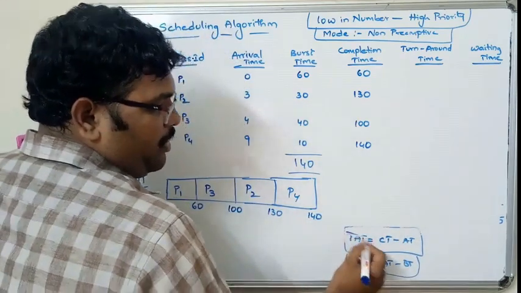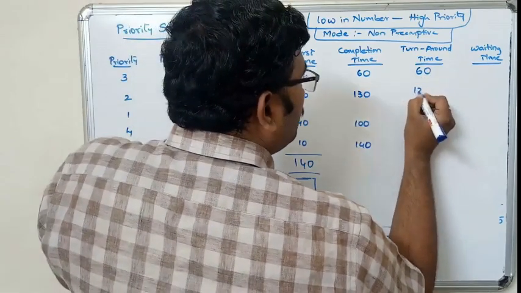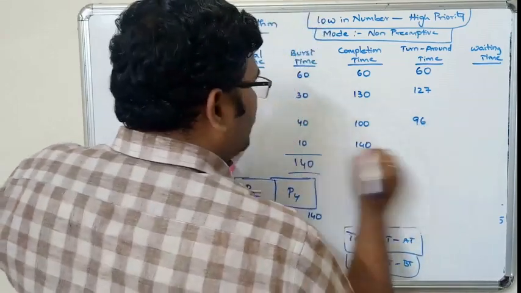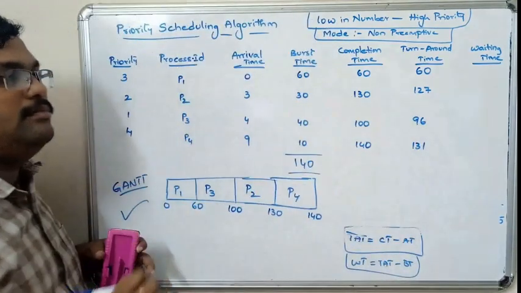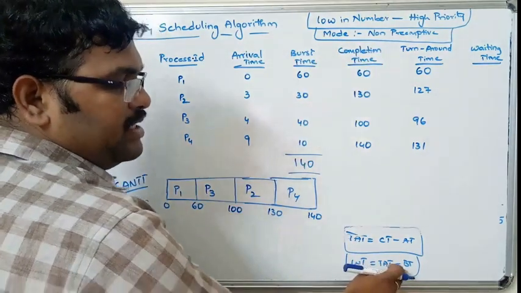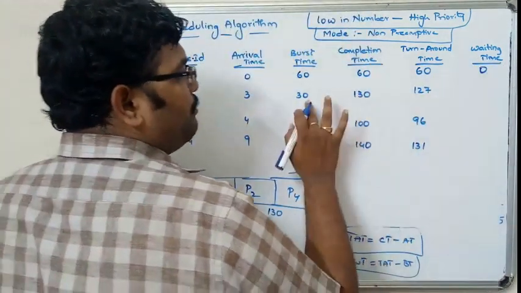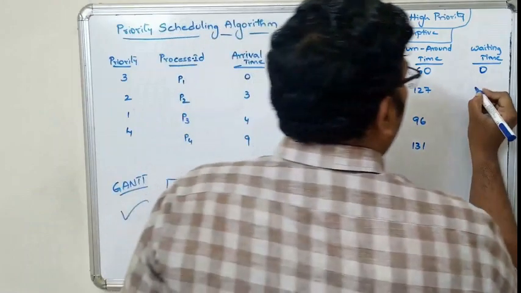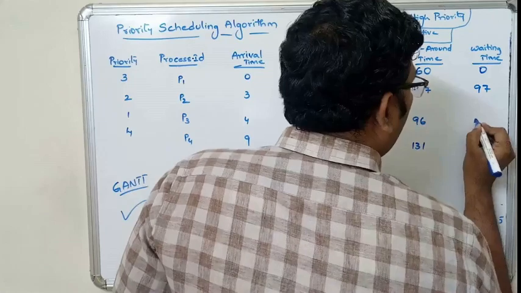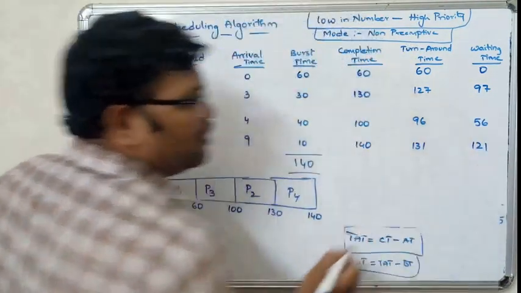Turnaround time is completion time minus arrival time. So 60 minus 0, it's 60. 130 minus 3, 127. 100 minus 4, it's 96. 140 minus 9, it's 131. Now waiting time is turnaround time minus burst time. So 60 minus 60 is 0. 127 minus 30, 97. 96 minus 40, 56. 131 minus 10, 121.